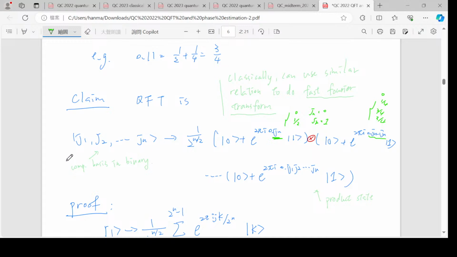Okay, let's have a 10-minute break, and then we'll prove this decomposition first. Then we'll construct our circuit for the quantum Fourier transform. Okay, let's have a break.